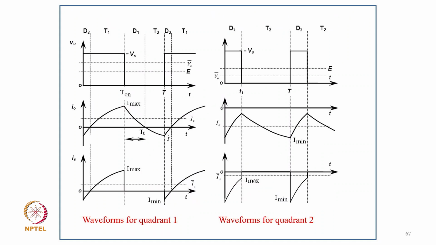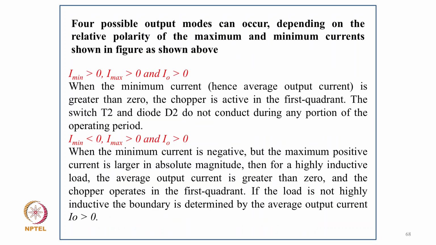You can see the waveforms for quadrant 1 and quadrant 2 for voltage, current and source current in both cases. Four possible output modes can occur depending on the relative polarity of the maximum and minimum currents shown in the figure. First, I minimum is greater than 0, I max greater than 0, and I0 is also greater than 0. When the minimum current and average output current are greater than 0, the chopper is active in the first quadrant, and the switch T2 and diode D2 do not conduct during any period of the operation.